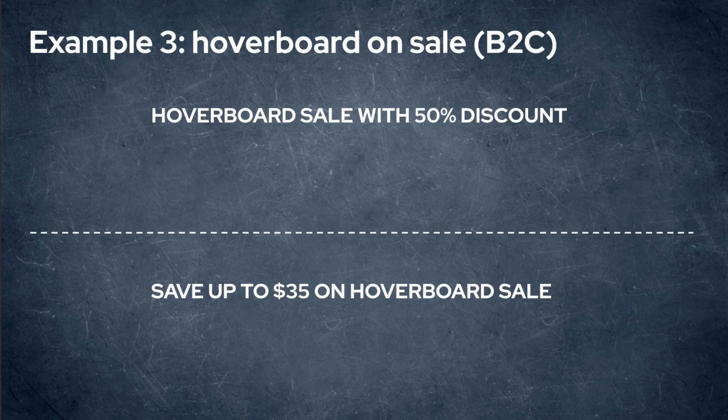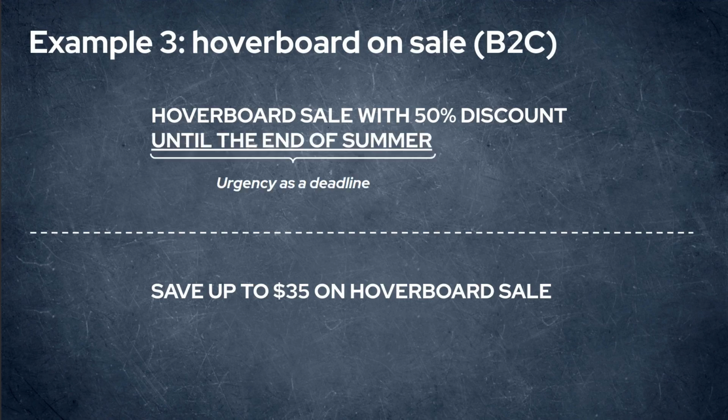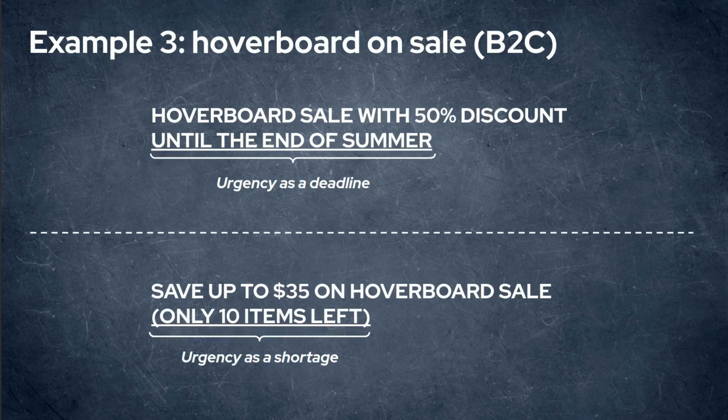As you can see, the basic principle of writing headlines here is to start with benefits and gradually build up with additional attributes. In the third example, we can use a deadline or deficiency as the urgency. Hoverboard sale with 50% discount until the end of summer. Until the end of summer is a deadline. Save up to $35 on hoverboard sale. Only 10 items left. Only 10 items left is a shortage that makes people rush to make a decision.